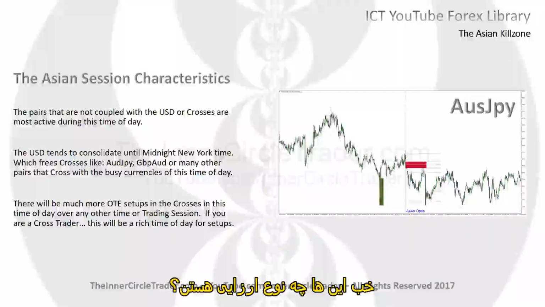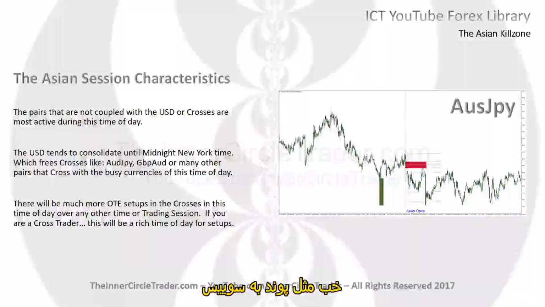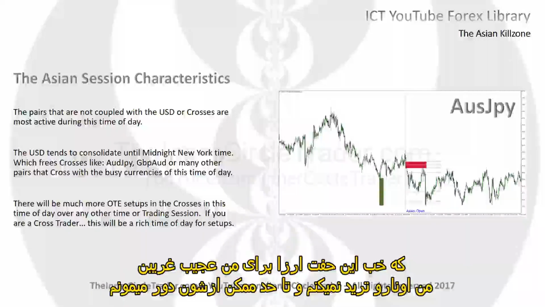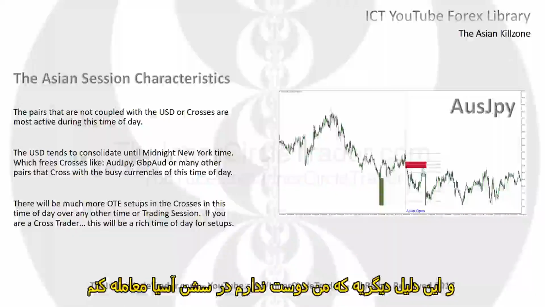Now, what type of currencies would that be? Well, like we can do a pound Swiss. Those types of, to me, that's an exotic. I don't trade them. I tend to stay away from them. And that's the other reason why I don't like to trade the Asian session as well.